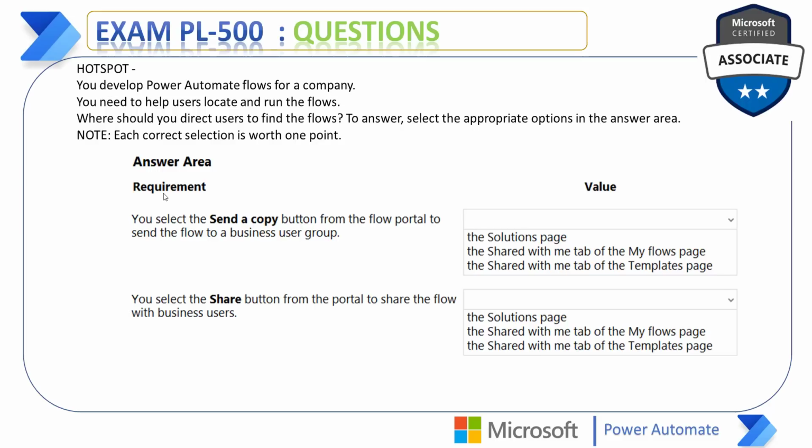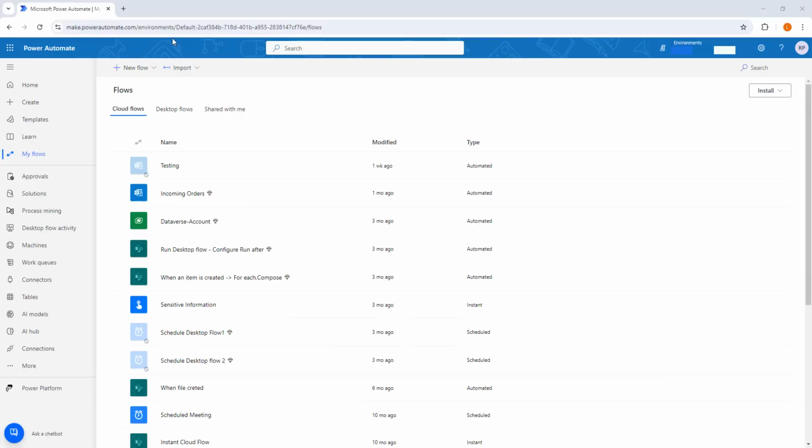If you see the requirement, I'm having two requirements over here. First requirement is about the send a copy button, and the other one is the share button from the portal. Before answering the question, we will understand about send a copy of a cloud flow and how to share a cloud flow in brief. Let me switch to the browser and navigate to make.powerautomate.com.